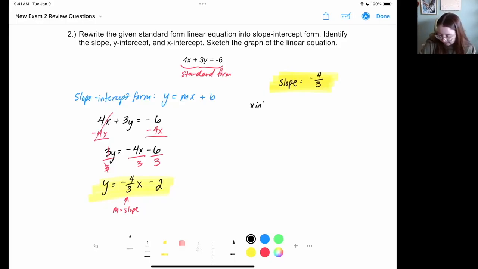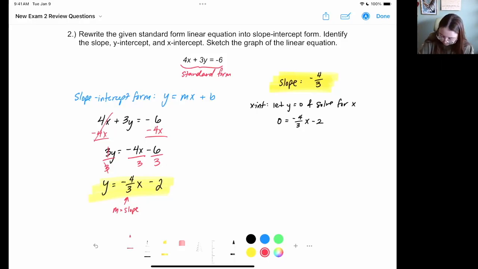So starting with the x-intercept, remember we want to let y equal 0 and solve for x. So in our equation, we have y is equal to -4/3 x minus 2. So we're replacing y with 0. We get 0 = -4/3 x minus 2. And we're going to solve for x.